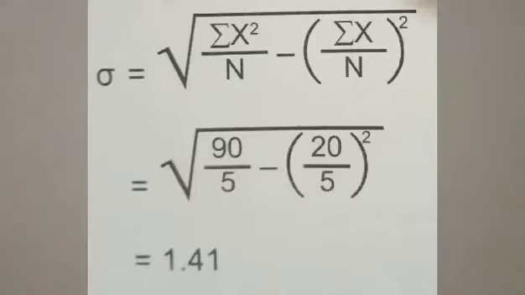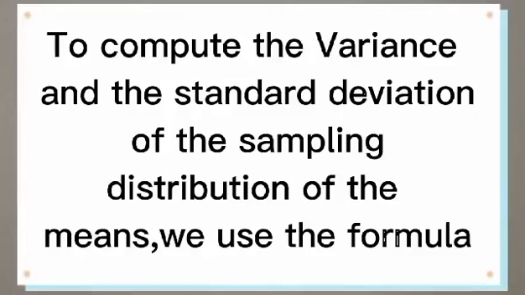And then the standard deviation is computed using the given formula. So just get the square root. Therefore, our standard deviation is 1.41. To compute the variance and the standard deviation of the sampling distribution of the sample means, we use the formulas for the variance and the standard deviation of the probability distribution. These are the given formulas that we are going to use.